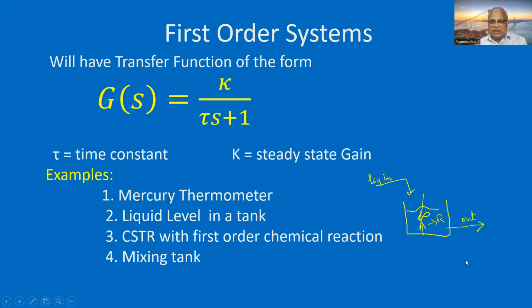The fourth one is a simple mixing tank, where there is no chemical reaction taking place. It is the same as this, but without any chemical reaction, a simple mixing tank where a liquid is mixed to get uniform concentration. That is also an example of a first order system. First order systems have a transfer function K by tau s plus 1, where tau is the time constant and K is the steady state gain. A system with a first order transfer function is also known as a first order lag.